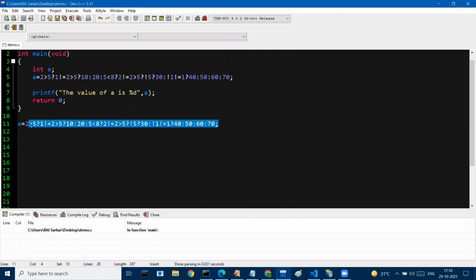Now we can start evaluation. How can we start evaluation? Conditional operator associativity is right to left. So what is the first conditional operator? This question mark. Which colon is associated with it? This one. Now for this question mark, this is expression 2 and this is expression 3. Then who is expression 1?